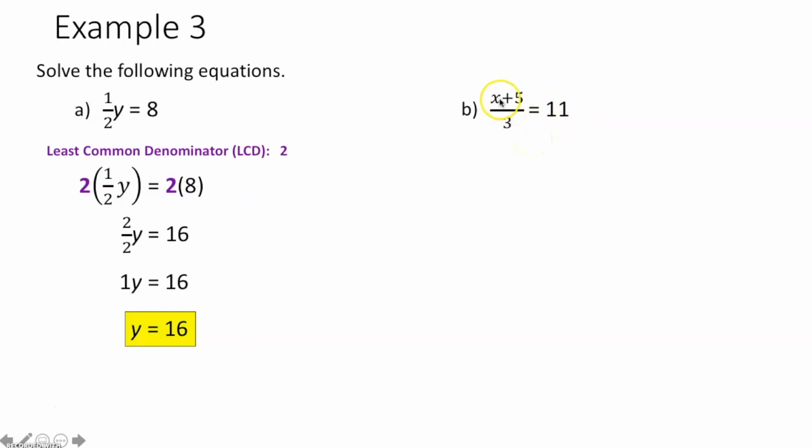Step 2, variables on the left. Done. Step 3, constants to the right. So the 5 and the 3 both need to go this side. I said, anytime you have a fraction in your problem that you need to get rid of, what you do is you multiply both sides by the least common denominator. Here, there is only one denominator, just like we were talking about. It's 3. So I'm going to multiply both sides of the equation by 3.